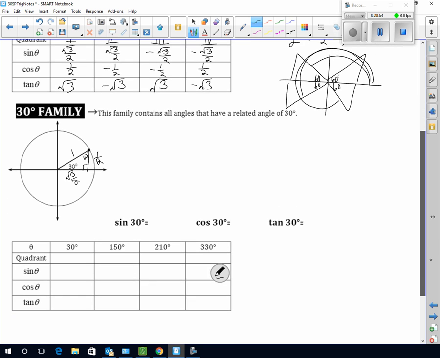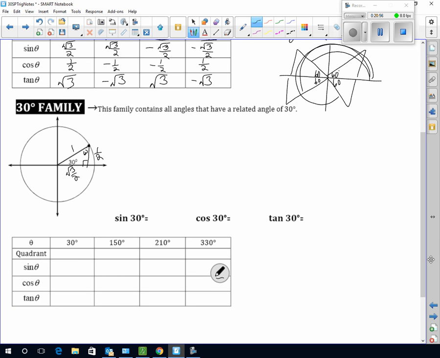Okay, so again, sine is your what value, x or y? Y. So what's sine of 30 degrees? 1/2. What's cos of 30 degrees? Root 3 over 2. Now here's a tough one. What's tan of 30 degrees? This was a tough one. No, it was the other way around dividing.